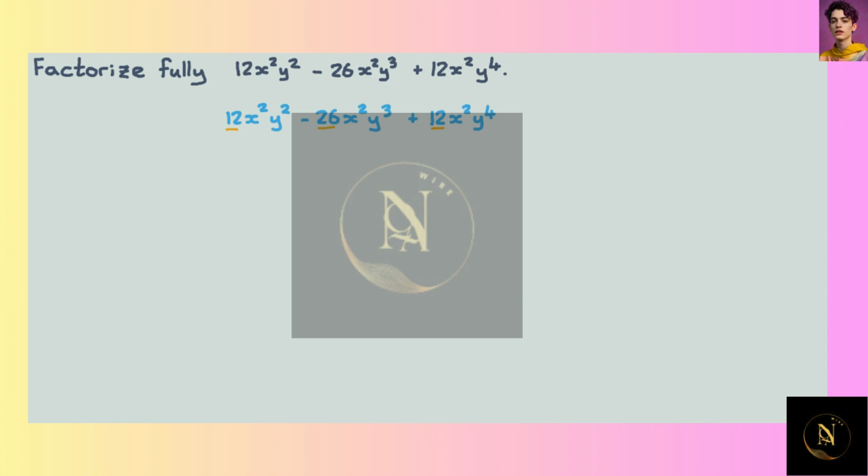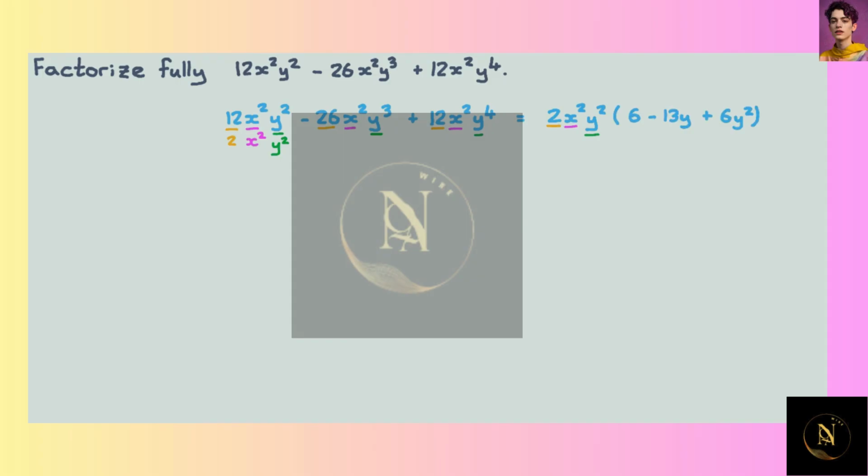Let's start with the coefficients. The highest common factor of 12 and 26 is 2, so the highest common factor of the coefficients is 2. We can follow the same process for the variables. We see that all three terms share a factor of x squared, so we can take this factor out of the expression. We can also see that all three terms share a factor of y squared, so we can also take this factor out. We call 2x squared y squared the highest common factor of the three terms.